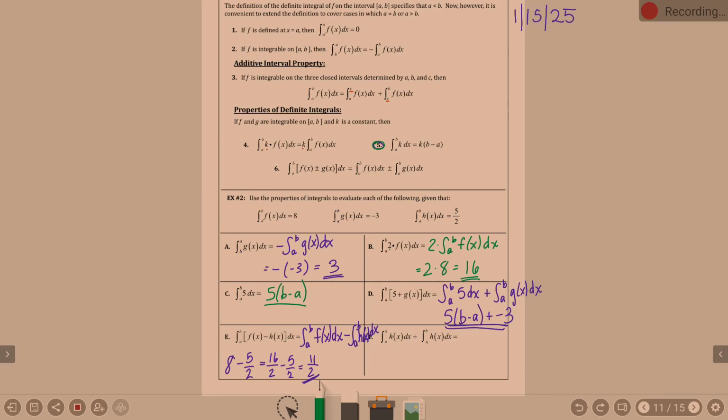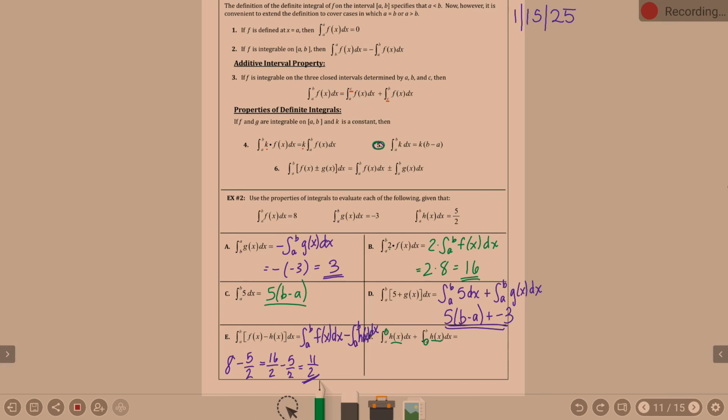Okay, F. The integral from a to 4 of h of x dx plus the integral from 4 to b of h of x dx just equals the integral from a to b. A to b. So notice it's a to 4 and 4 to b, and they are both h of x, yes? So since they are both h of x, they have that boundary that overlaps.